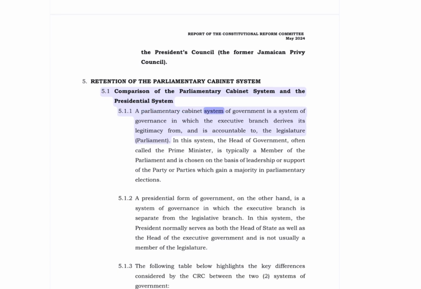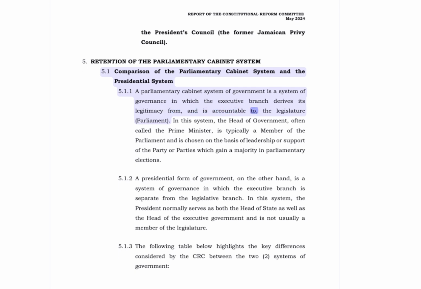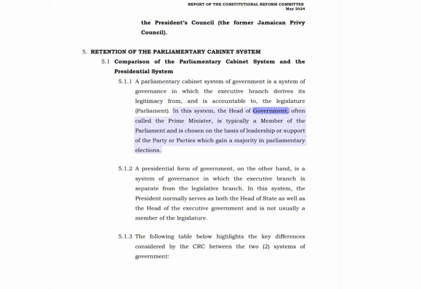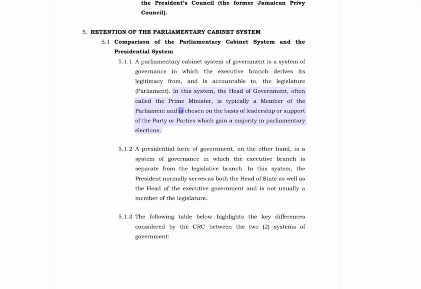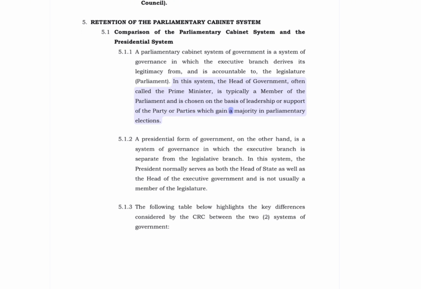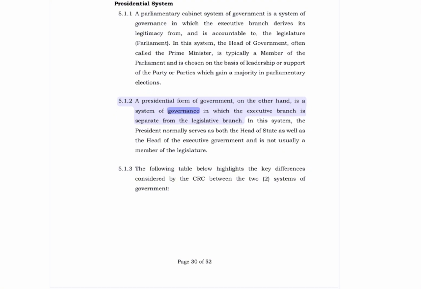5.1.1 A parliamentary cabinet system of government is a system of governance in which the executive branch derives its legitimacy from and is accountable to the legislature, Parliament. In this system, the head of government, often called the Prime Minister, is typically a member of the Parliament and is chosen on the basis of leadership or support of the party or parties which gain a majority in parliamentary elections.